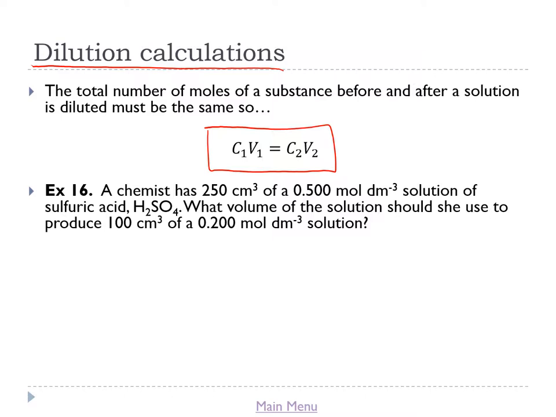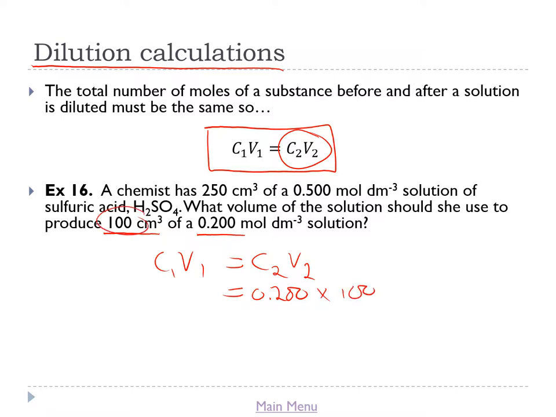We've got 100 centimetres cubed of 0.2 mole per decimeter cubed solution. So that is kind of our target. That is our C2 and our V2. So if we put C2 and V2 there, our C2 and V2 are the 0.2 moles per decimeter cubed. That is our C2. And our V2 is this 100 here. Now, we are trying to find a volume, so it's volume that we don't know, so we're just going to leave that as V1.